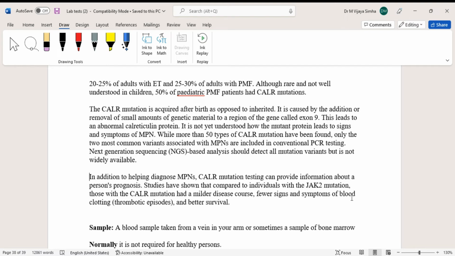While more than 50 types of CALR mutations have been found, only the two most common variants associated with MPN are included in conventional PCR testing. Next generation sequencing based analysis should detect all mutation variants but is not widely available.